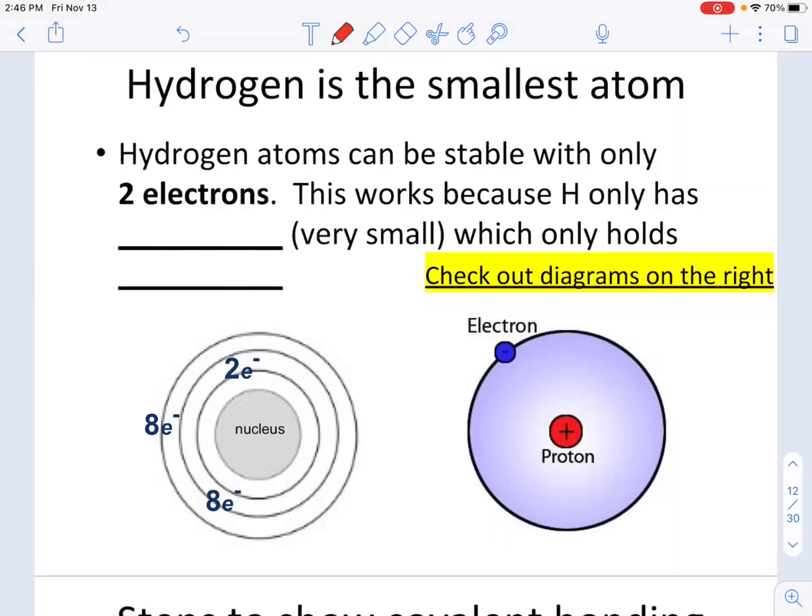Okay, one more thing we want to talk about before we get into the problems is this exception to the rule. Hydrogen is very, very small. Hydrogen's the smallest atom. So hydrogen can be stable with only 2 outer electrons. This works because hydrogen only has 1 energy level, and if you remember, the first energy level only holds 2 electrons, not 8, but 2.